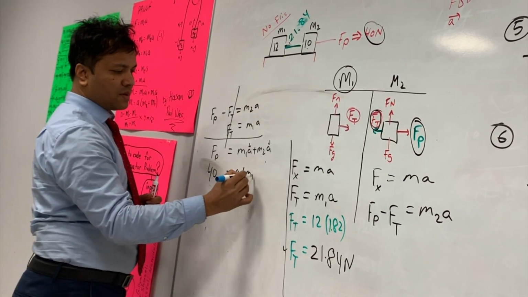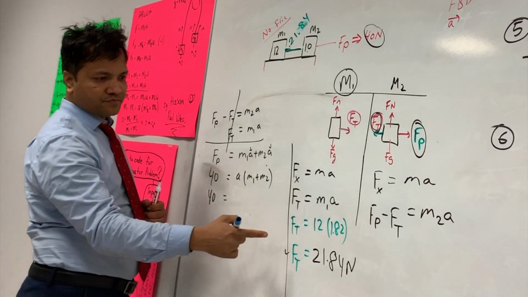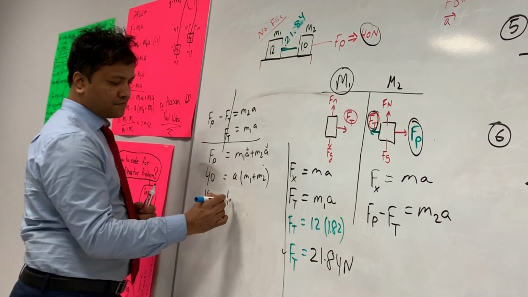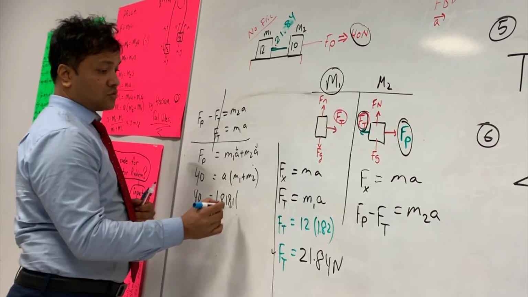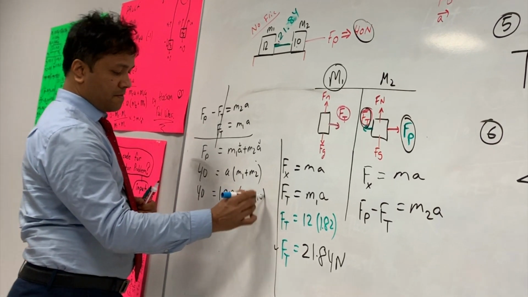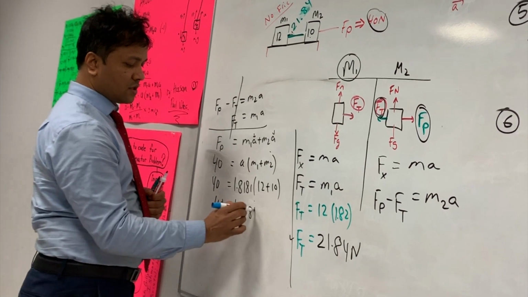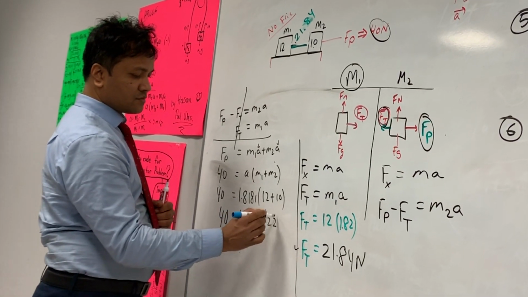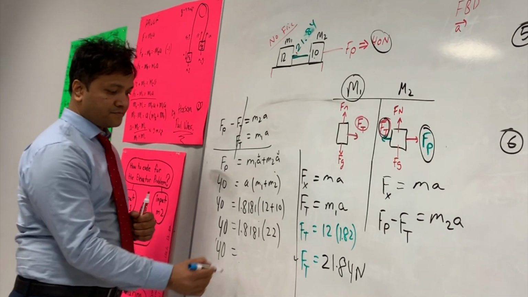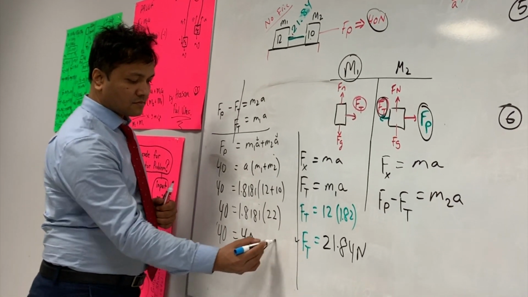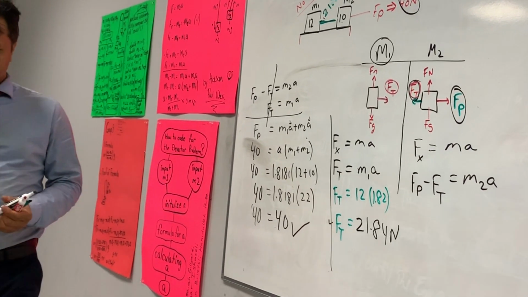A times (m1 plus m2). So 40 is equal to, A is 1.8181. M1 is 12. M2 is 10. So 40 is equal to 1.8181 times 22. So 40 is equal to 40, 39.99. Good. Okay? Awesome.